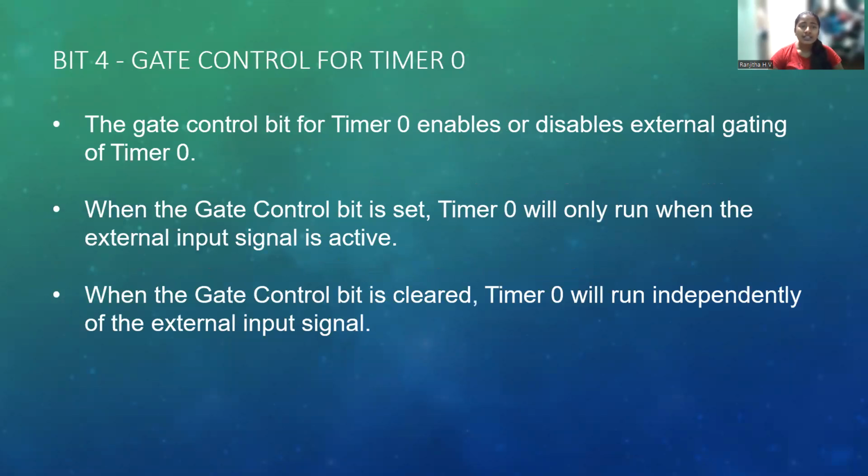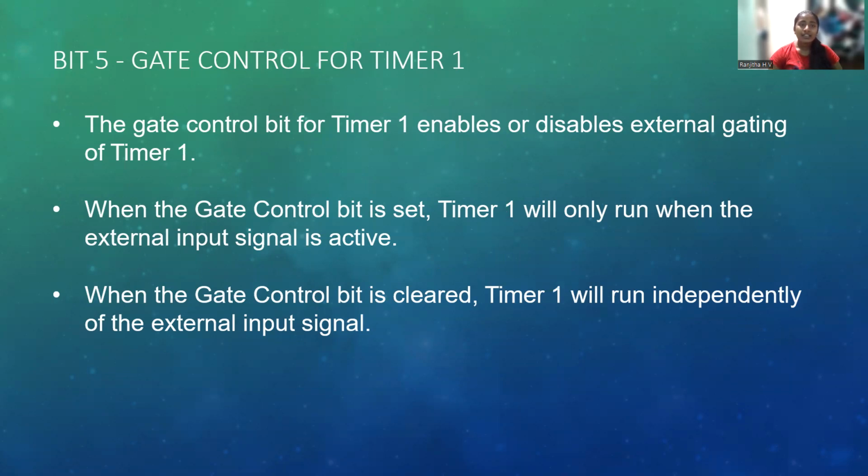Bit 4, the gate control for Timer 0. The gate control bit for Timer 0 enables or disables the external gating of Timer 0. When the gate control bit is set, Timer 0 will only run when the external input signal is active. When the gate control bit is cleared, Timer 0 will run independent of the external input signal.